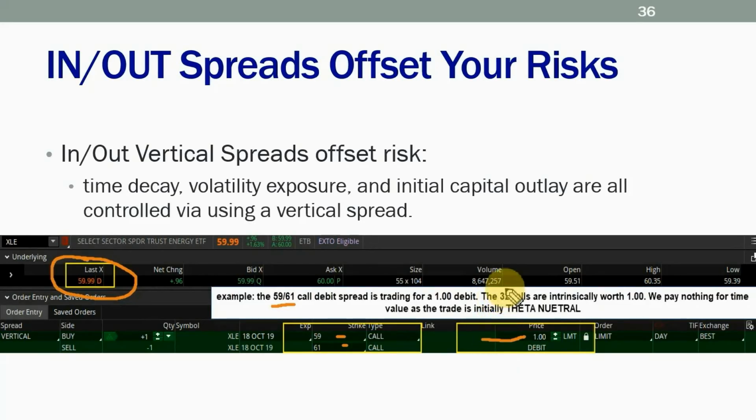Now, I do apologize, this should say the 60 calls are intrinsically worth $1. Actually, that shouldn't say 60, it should say 59. See, this is what happens. No matter how many times I do this, I'll always have a few mistakes. The 59 calls, by the way, there's a lot of slides in here. What's a 59 call worth minimum when the stock is trading at 60?